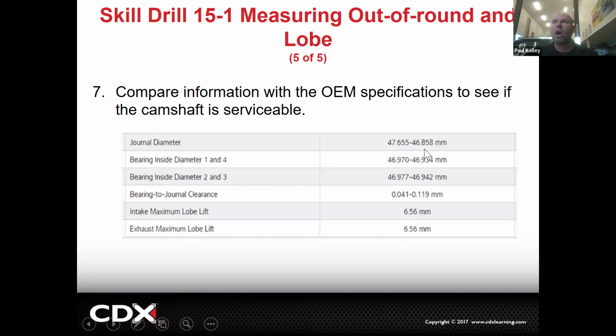And if it's under that, that means the cam is worn, which means we're replacing it. And sometimes they can vary. Now, this is for the cam. And then if you look just below, this says bearing inside diameter, journals 1 and 4. That's an inside diameter measurement, right?